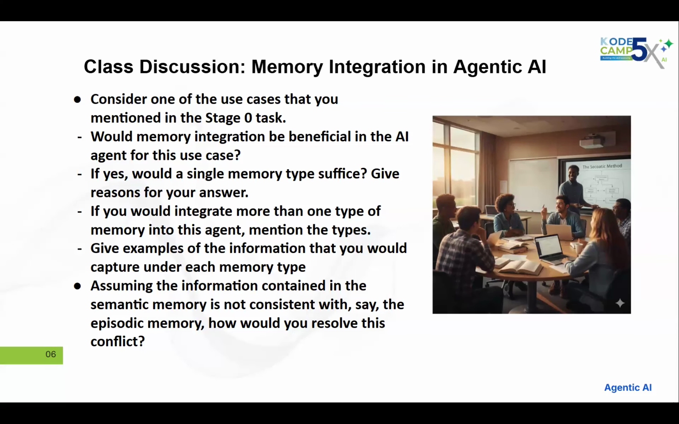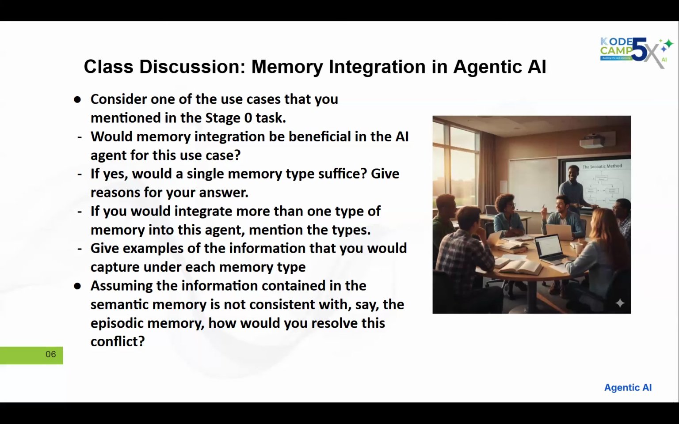And so here today, I'm asking you to think about one of those use cases. Just pick one of them, any one of them that you would like to. And then you need to tell us what that use case is, and then tell us whether memory integration will be beneficial in building the AI agent for that use case. And if it would be beneficial, then let us know whether a single type of memory would suffice.